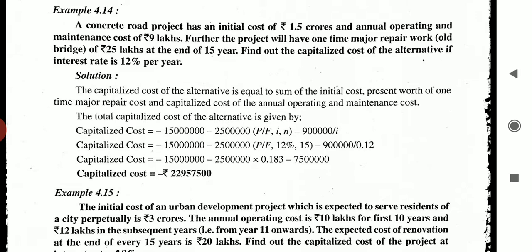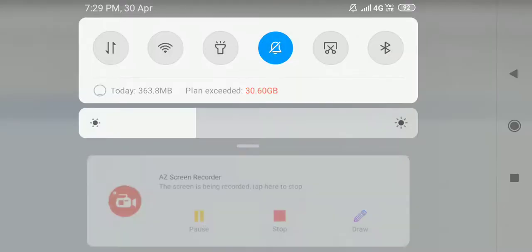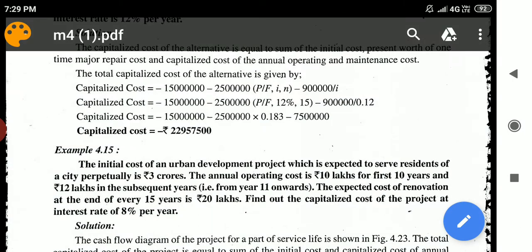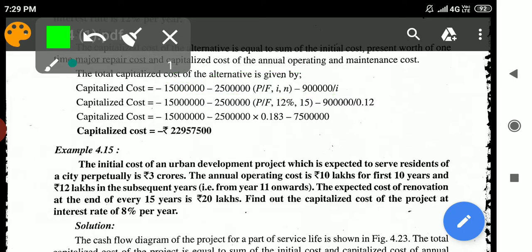The capitalized cost formula is the initial cost plus the annual cost. By using this formula we will get the answer. Once you get this one and this one, by using them you put them in the formula and you will get the answer.